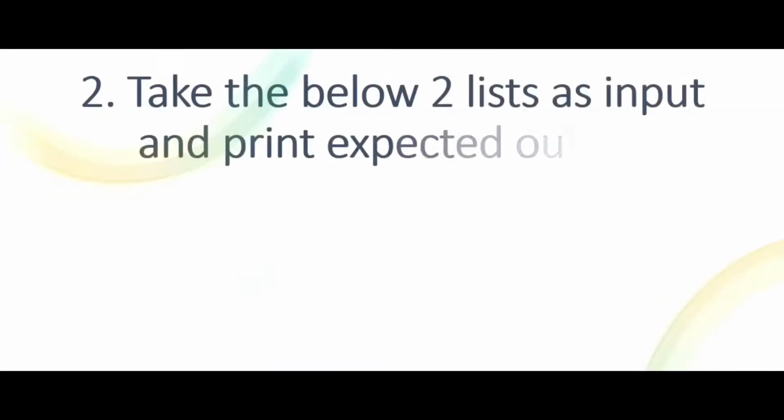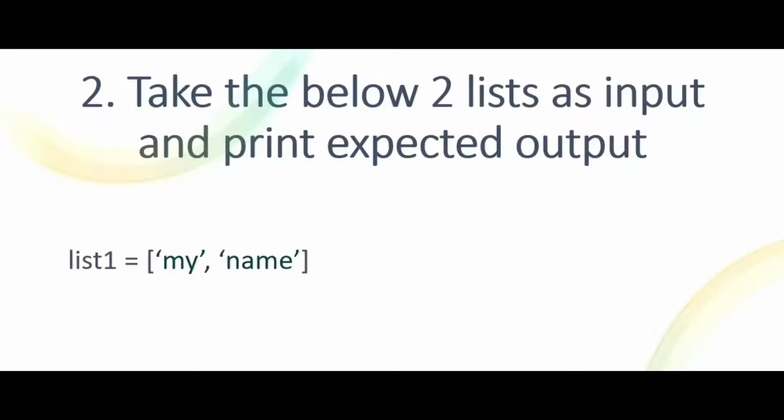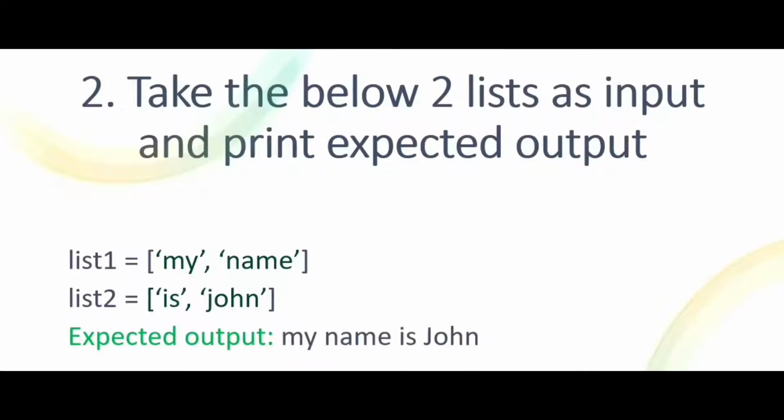The next question is: take the below two lists as input and then print the expected output. We have provided two lists. List 1 contains two elements, my and name, and similarly list 2 contains two elements, is and John, and the expected output is my name is John. So that means we need to combine these two lists and print it as a string, right? So let's try that out in an editor.